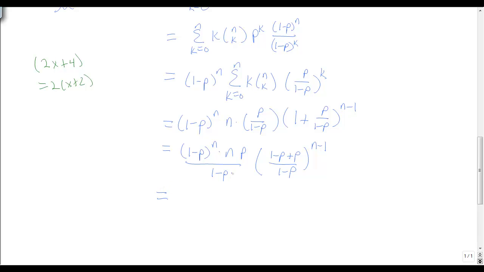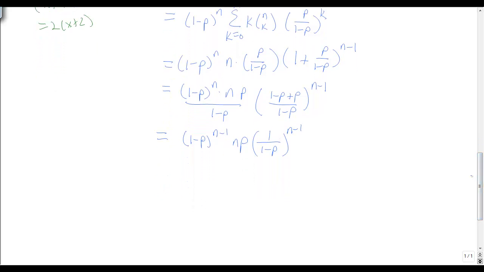Here, I can cancel one of these 1 minus p factors with the 1 minus p factor in the bottom. That gives me 1 minus p to the n minus 1, n times p. Here, minus p plus p cancels. I just get 1 over 1 minus p to the n minus 1. And then what I'm going to get is 1 minus p to the n minus 1 times np times 1 to the n minus 1, which is just 1, over 1 minus p to the n minus 1. And you'll note that these will cancel, and I'm left with my mean, mu. This is np, which is the formula we should expect for a binomial distribution with n trials and p as a probability of success.